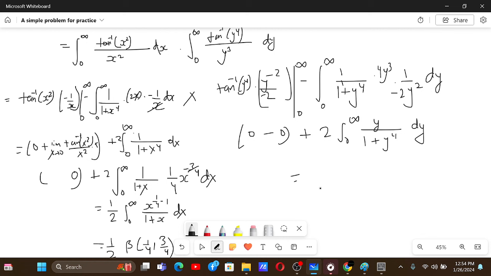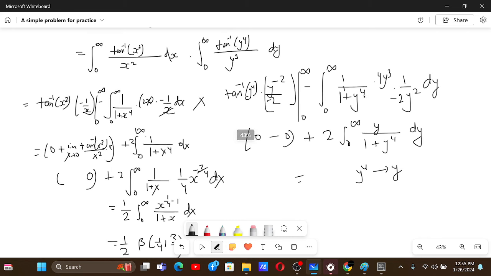Now we can substitute y to the power 4 as y. Okay, but wait, this will be y to the power 8 actually, because we already have y to the power 4 over here, so this will actually be y to the power 8. And now we will have 2 times the integral from 0 to infinity. Now this will just be y to the power 1 by 8, and then 1 plus y. Over here 1 by 8 y to the power minus 7 by 8 dy.